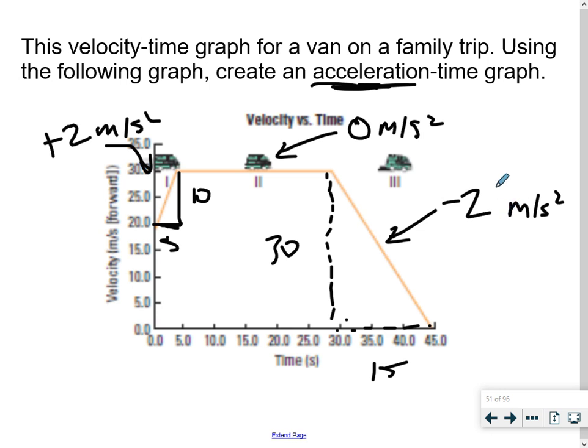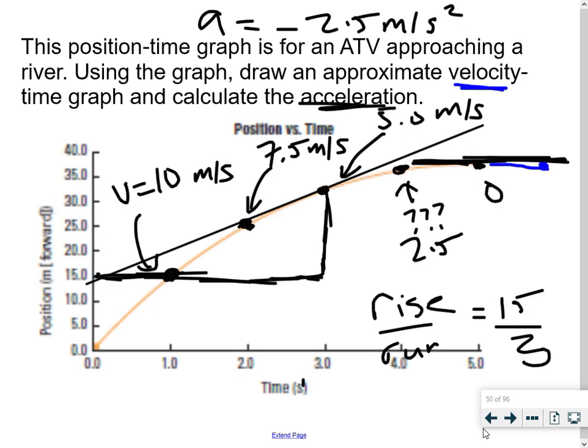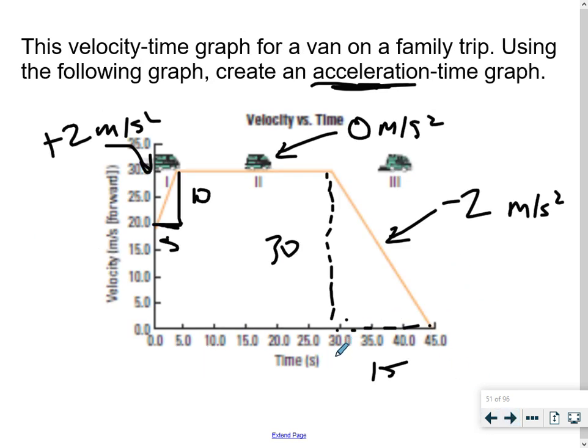So hopefully you guys will agree. Calculating slope when it's a straight line graph isn't actually that hard. But if I give you one of these curvy line graphs like this one here, it's a little more challenging, but we can still do it. This one right here, it was from 30 to 45, which is 15.